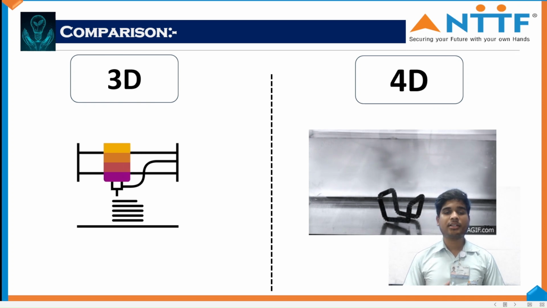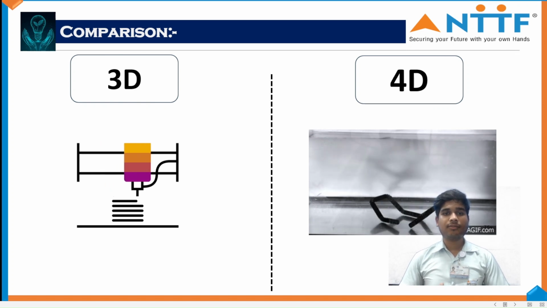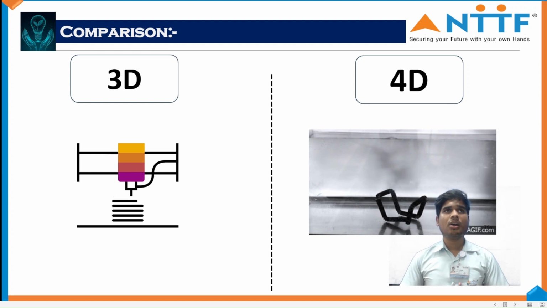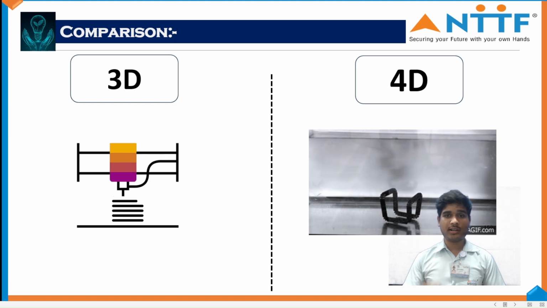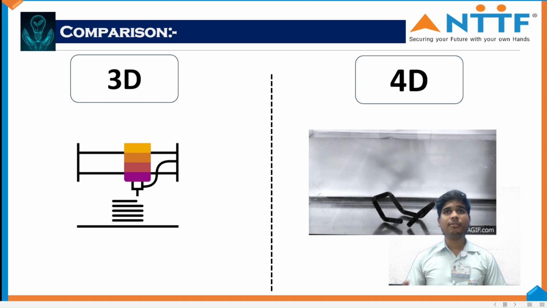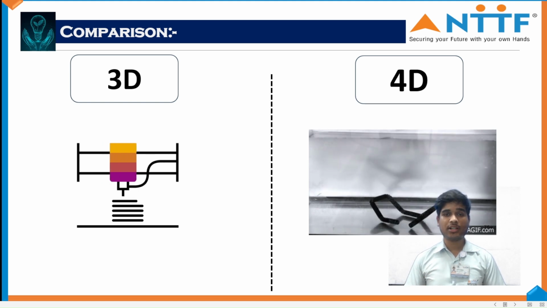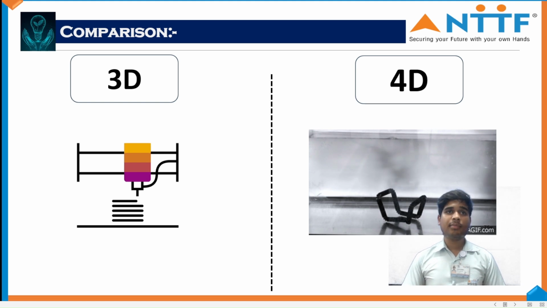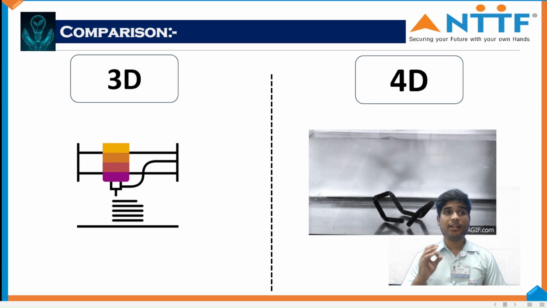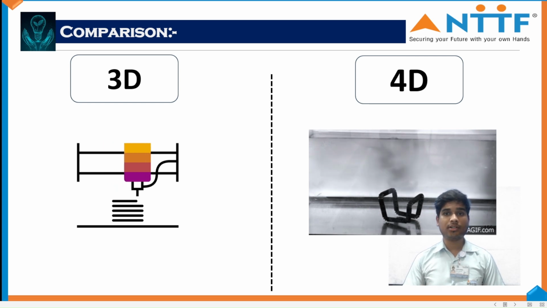Now here is the comparison between 3D and 4D. But let's first talk about 3D. What is 3D? 3D is nothing but a simple additive manufacturing process by which we create an object layer by layer. And 4D, in comparison, also creates an object by additive manufacturing. But the main difference is that 4D can change its shapes and size and 3D cannot. This is the most basic definition if you want to talk about 3D and 4D.